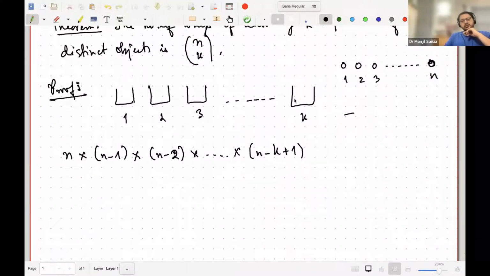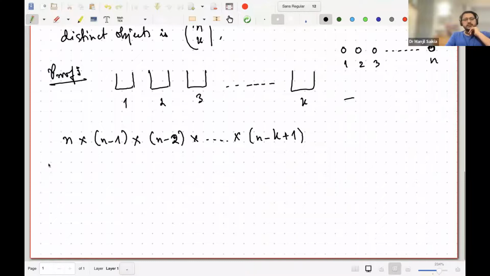But in our case, the order matters, because we have marked the boxes. So if you put object 2 in box 1, it is different from putting object 2 in box 3. Clearly, these are two different arrangements.